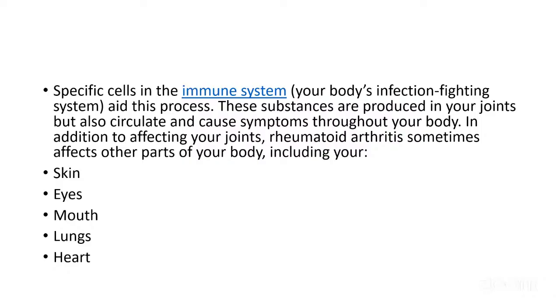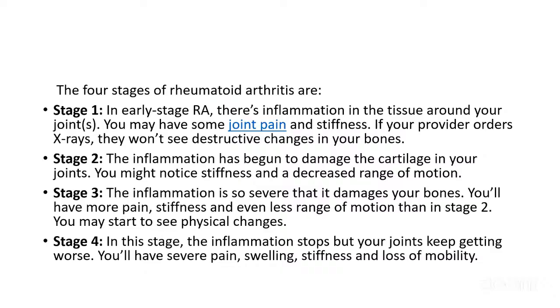Four stages of RA. The first stage. In the early stage of RA, there is inflammation in the tissue around the joints. You know, they have some kind of joint pain and stiffness. If the provider orders an X-ray, what we mean by provider is, of course, the clinician, they won't see destructive changes in the bones. If they just decide to do an X-ray, they won't see any changes whatsoever in the bones.